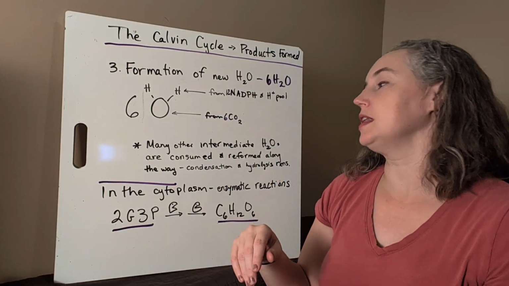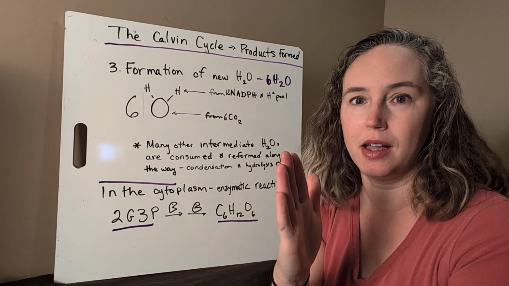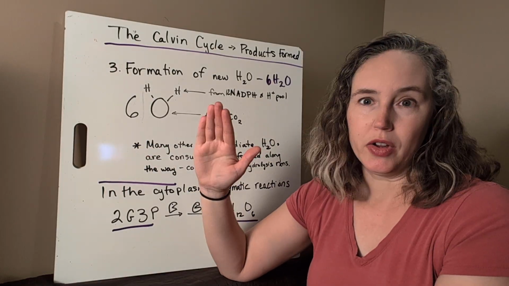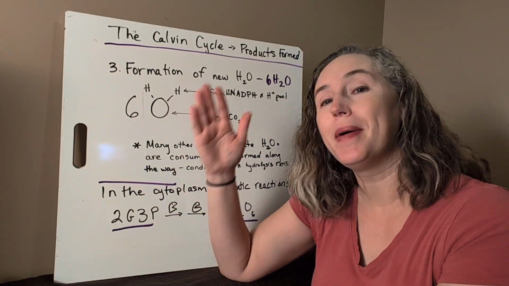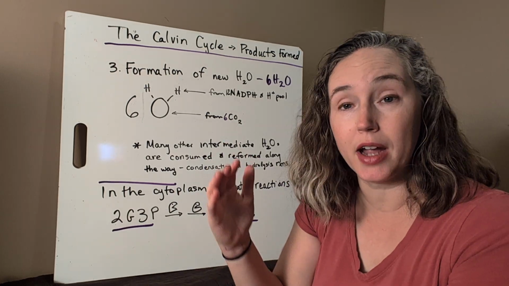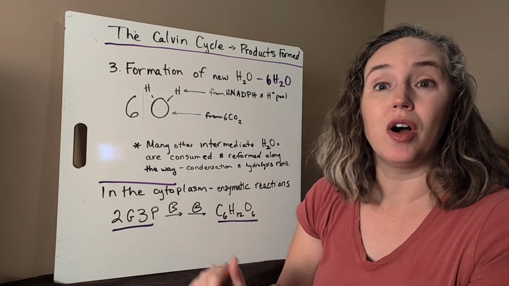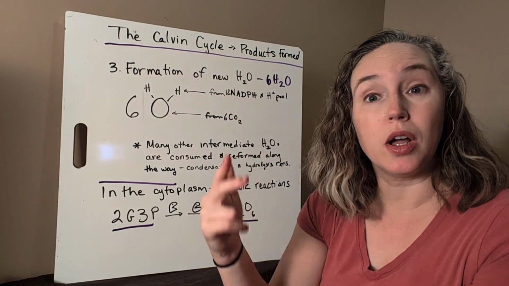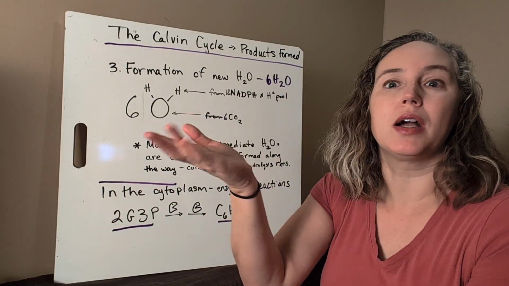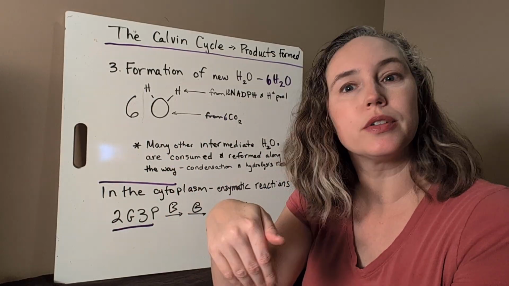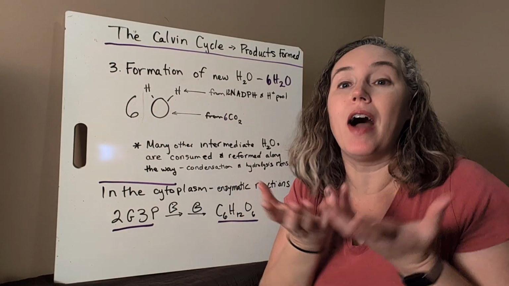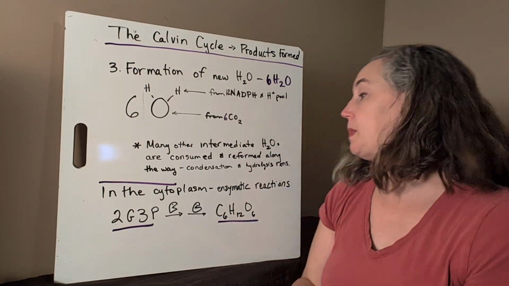Hooray! Now, again, important to remember, there are many other intermediate waters because as we go through all these different series of reactions, there's enzymes involved. Some of these are hydrolysis reactions where you need to use a water. Some of them are condensation reactions where a water is going to come out. So even this 6 water at the end is a final net number.